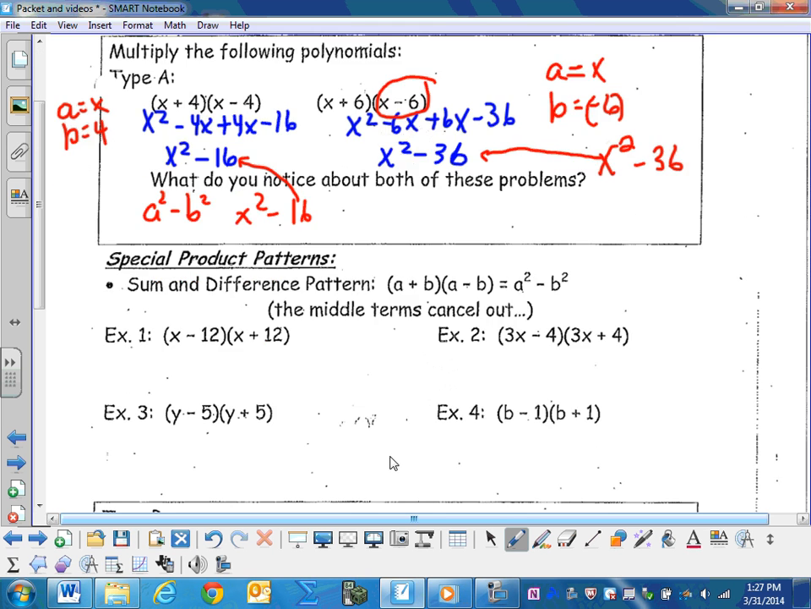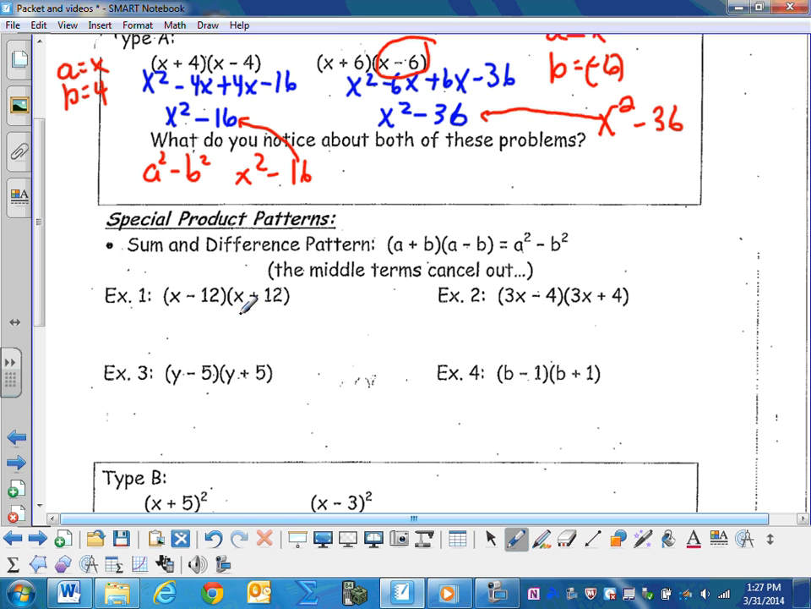So let's look at a few examples. We have x minus 12 times x plus 12. So the a is equal to x, and the b is equal to 12 or negative 12. When we square the a, we get x squared, and when we square the b, we get 144.